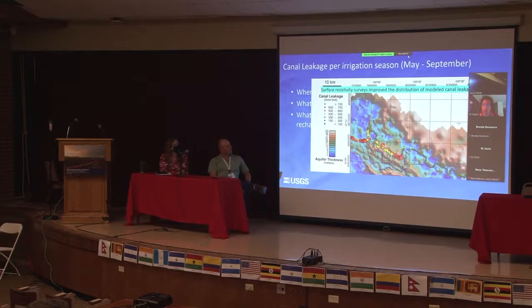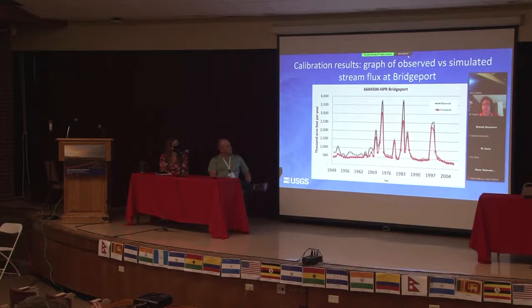The canal resistivity was a surface resistivity survey, and that data went into the model and helped better simulate the canal leakage, because the canals are kind of heterogeneous in their leakage. You can see in this figure here, the warm colors with the big circles indicate more canal leakage across an irrigation season, and the smaller green circles indicate less leakage across an irrigation season. All this data collection is going towards a more accurate model. So here's an example of a calibrated stream flux at the North Platte River gauge at Bridgeport, measured versus simulated.